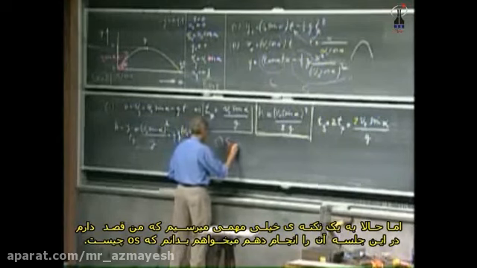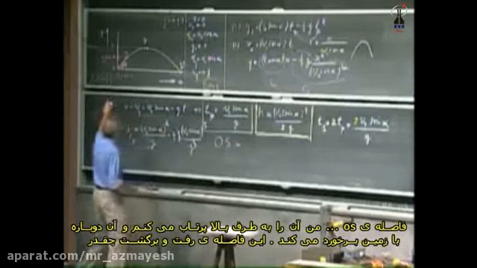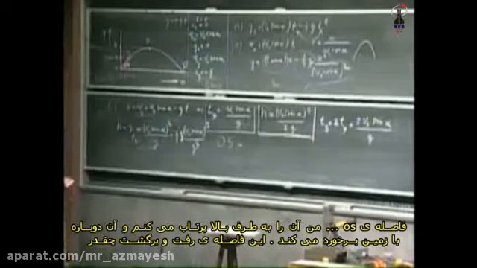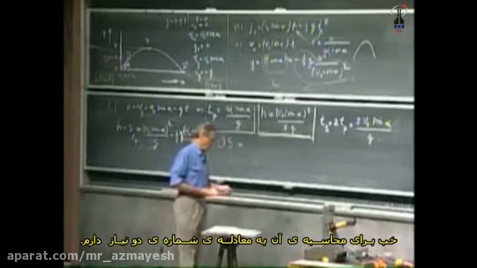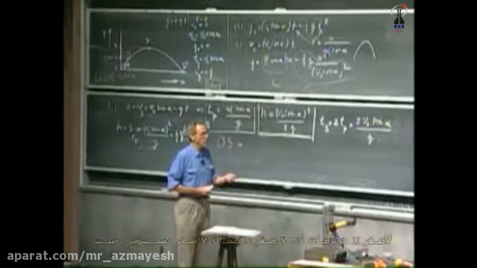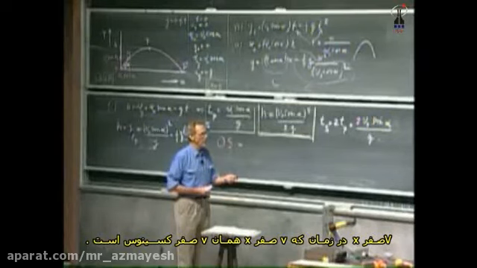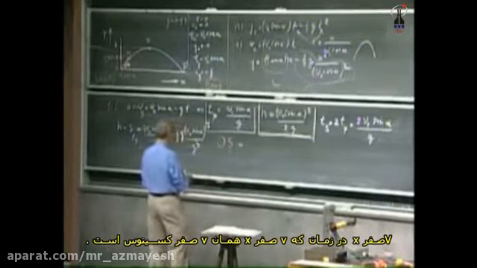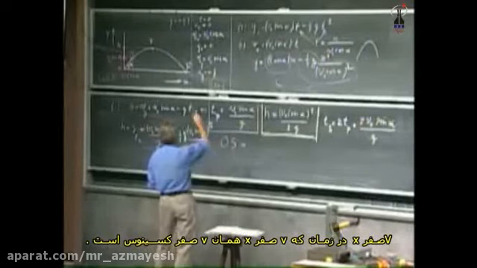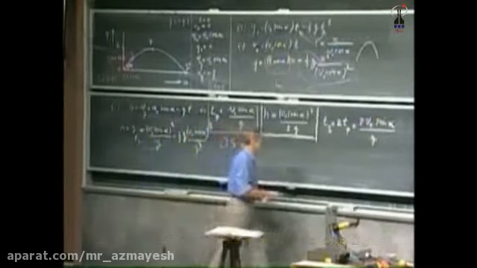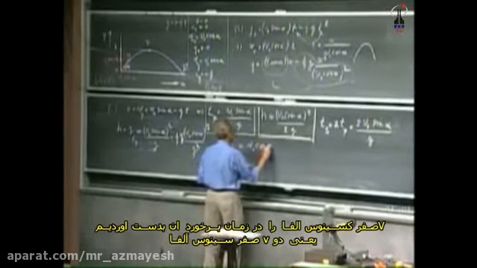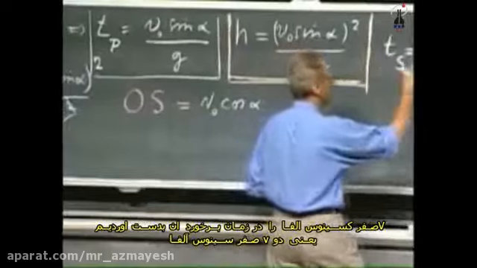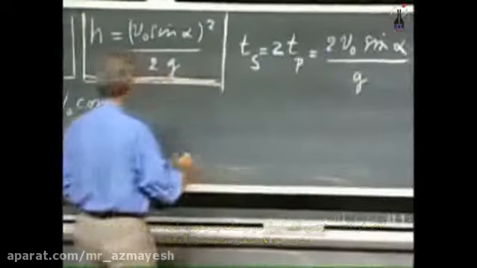I want to know what OS is. The distance OS. I shoot it up and it hits the floor again. What is that distance that it travels? Well, for that, I need equation number 1. It is v0x times the time. And v0x is v0 cosine alpha. So we get v0 cosine alpha times the time to hit it. That is 2v0 sine alpha.